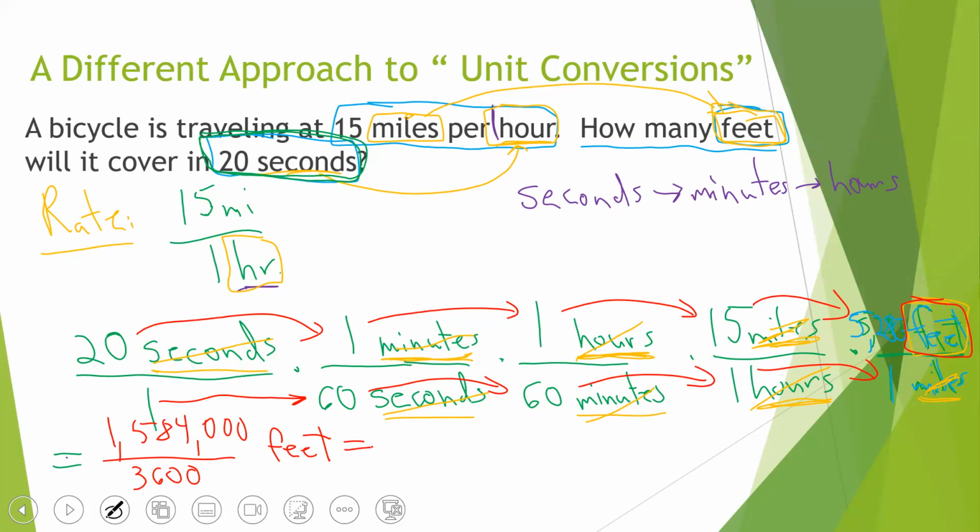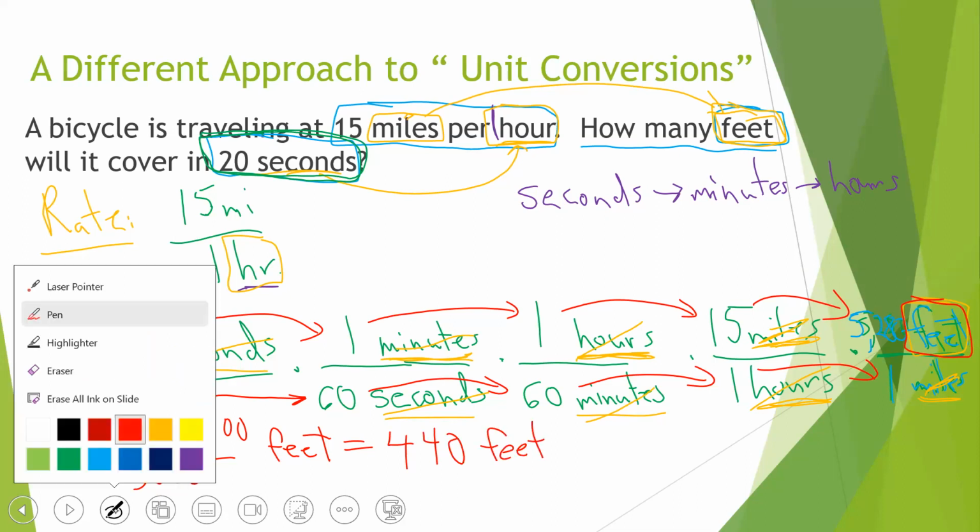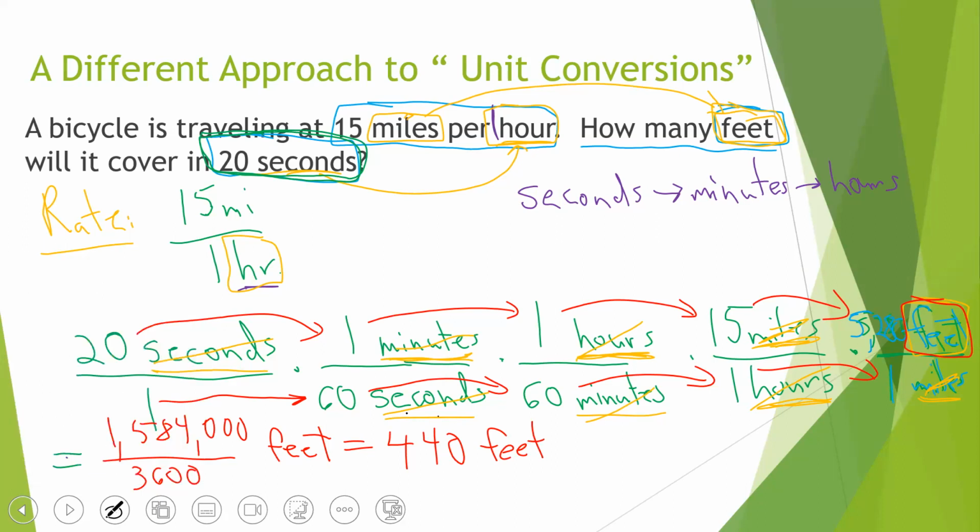And then we can finally simplify here by dividing those two numbers. So remember, fractions are another way of representing division. So 1,584,000 over 3,600 is the same as 1,584,000 divided by 3,600. And when we do that, we actually end up with a nice round number here of 440 feet. So it turns out that if you were riding a bike 15 miles an hour, which is a pretty good clip, you would cover 440 feet in 20 seconds.